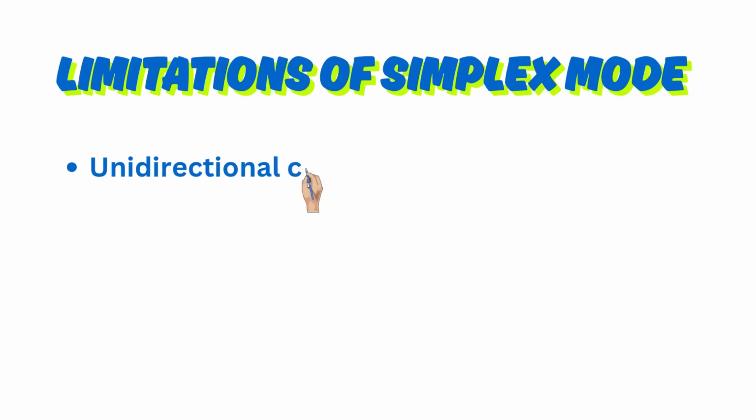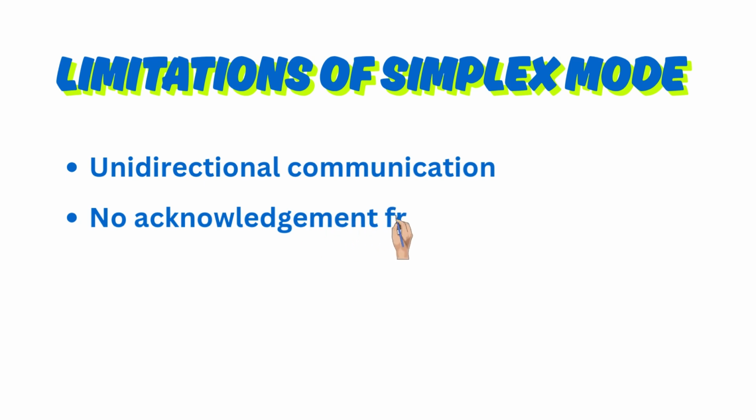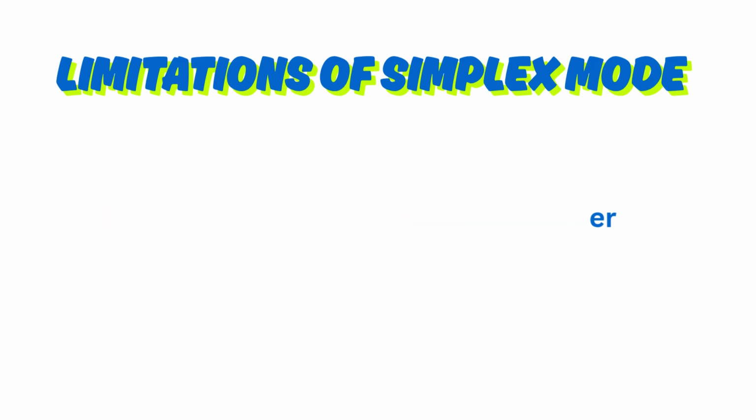Now we are going to discuss the limitations of simplex mode of communication. The first limitation is that it is unidirectional communication. It means that the message is sent from sender to receiver in a single direction only. The second limitation is that it doesn't guarantee whether the message has been received or not at the receiver end.